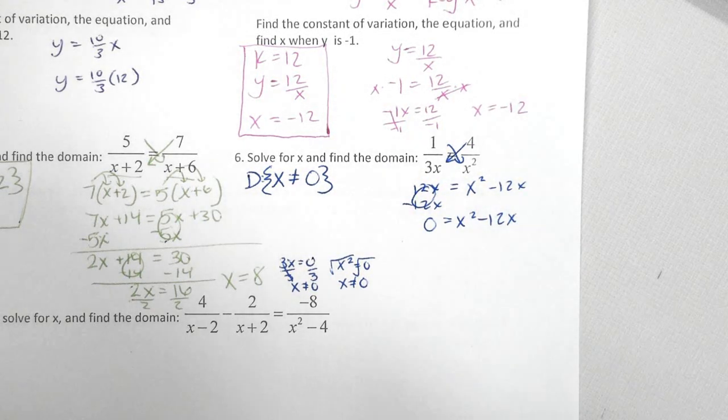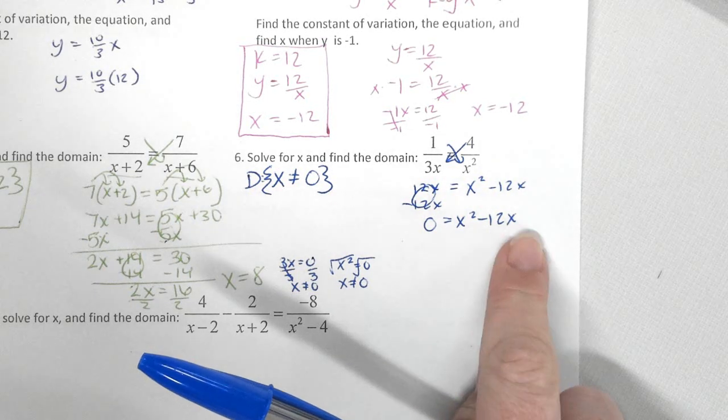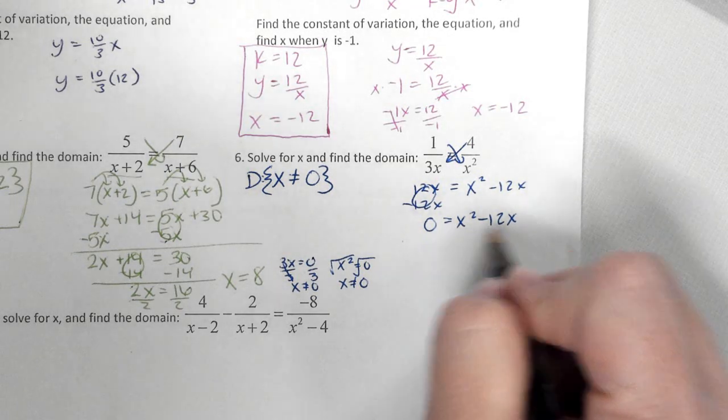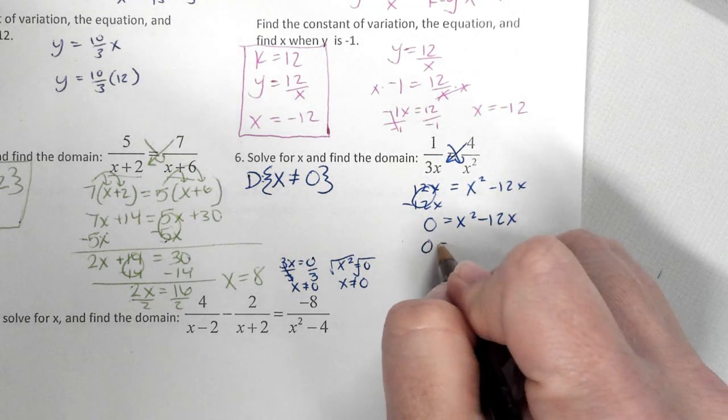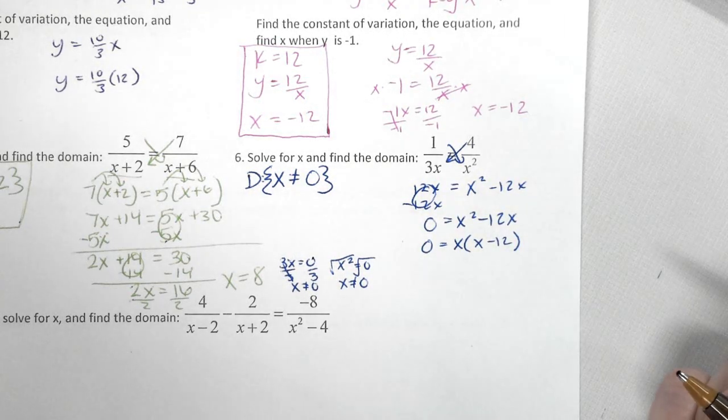Now, I only have 2 terms, so I can't do the box. And it's not a perfect square. 12 is not a perfect square because, first off, it has an x, and 12 is not a perfect square. But it has a GCF. They both have an x. So I can take that GCF out. And now it's fully factored.